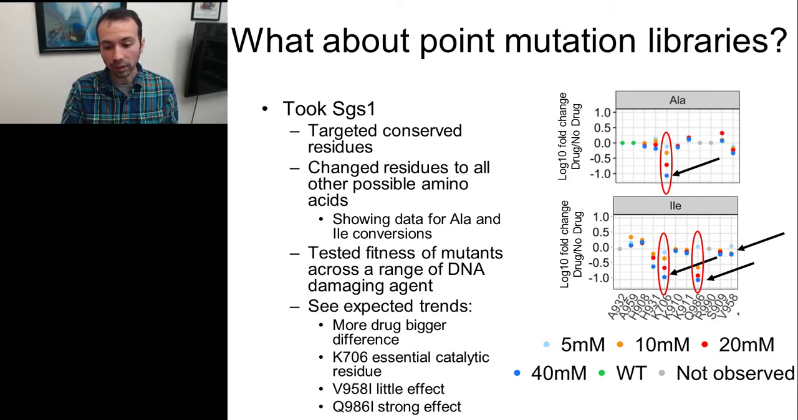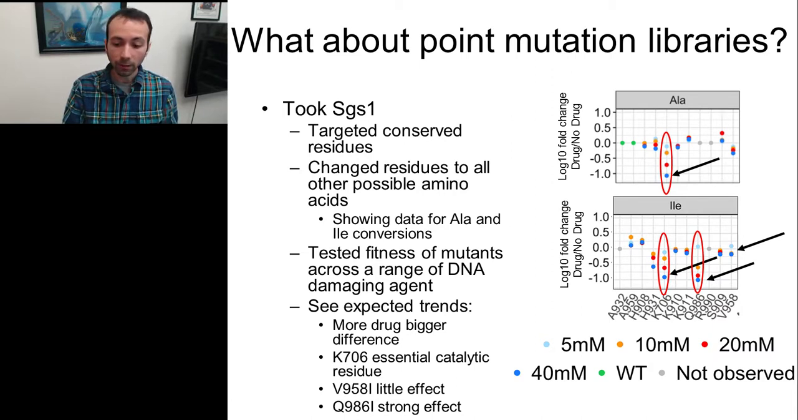And what we see is that we basically get all the results we expect. To walk you through some of them, if you add more drug, which is the dark blue dots, the cells tend to be more sick than if you add less drug. This is expected because the cells that are mutant for SGS1 in these loci should grow less well as the amount of drug increases and you mutate these conserved residues within the protein. In addition, if you mutate lysine 706, which is the critical catalytic residue within the helicase, the cells don't like it, and that's expected. You can change it to alanine, which is usually benign, or isoleucine. It doesn't really matter. The cells don't like it. You throw in DNA damaging agent, they're unhappy.